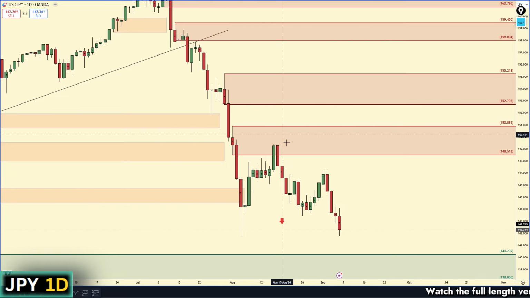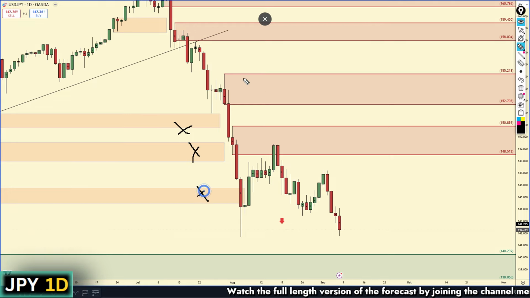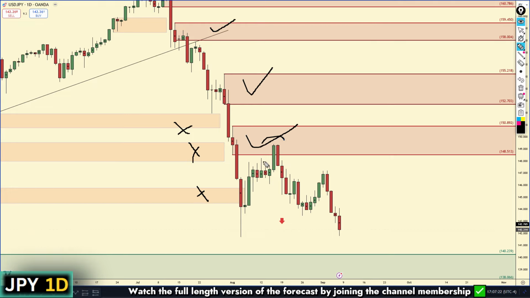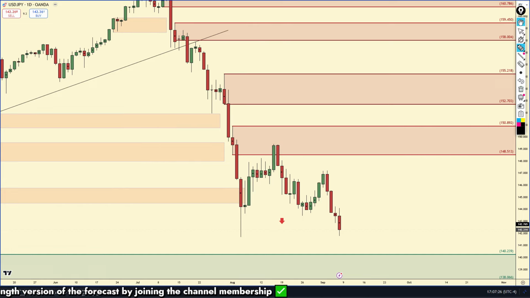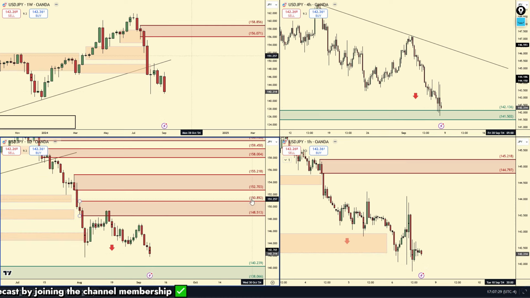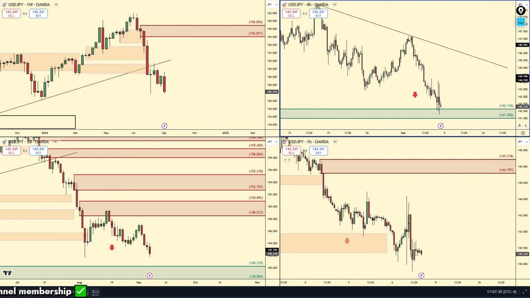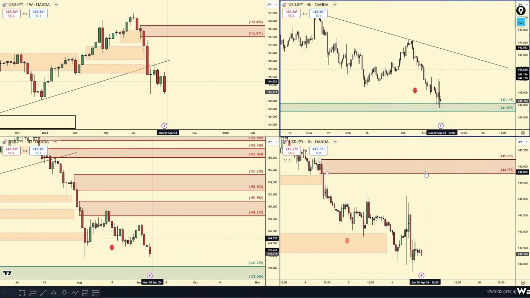On the daily chart, we have not only demand zones being removed, we have supply zones being formed and respected, right? If you go back a couple weeks ago, we caught that beautiful daily supply zone trade. It's all on YouTube for you guys to go back and watch. So how do we go about trading the USDJPY right now? Well, we have a couple options.